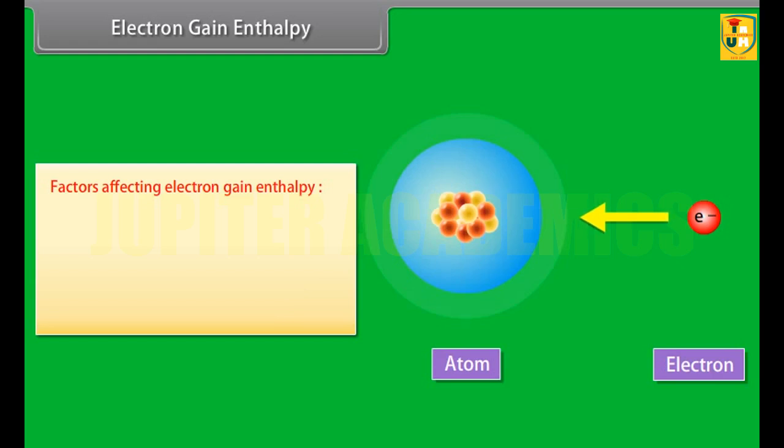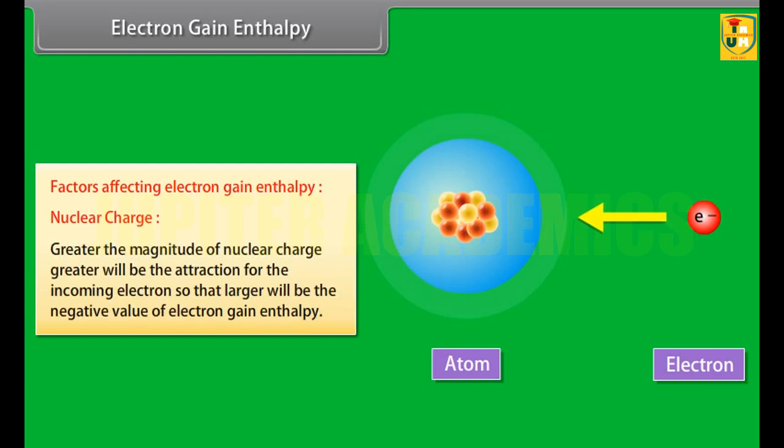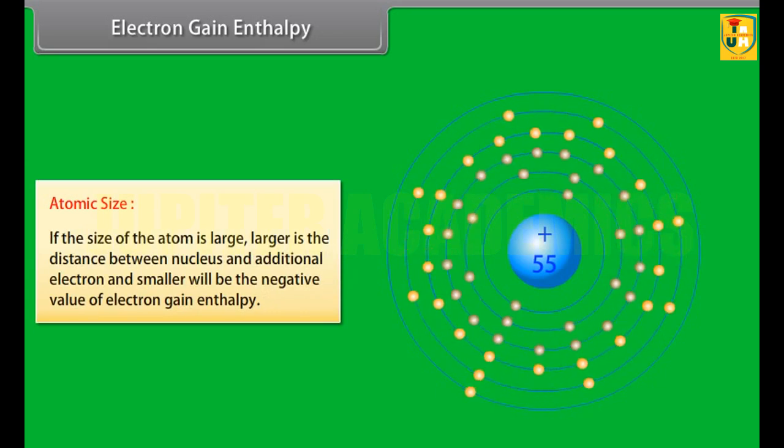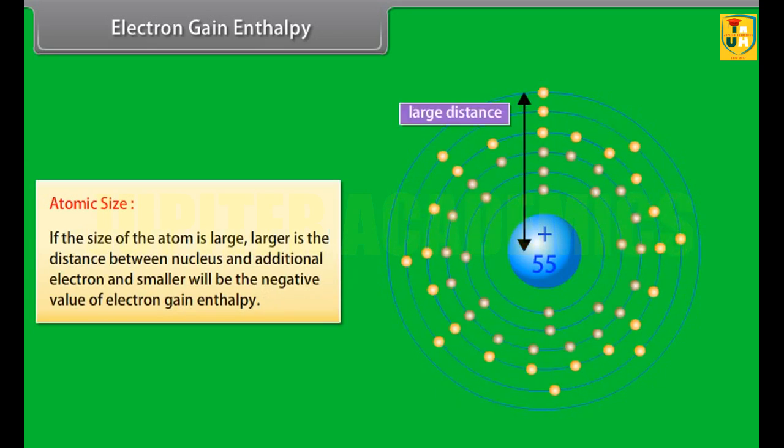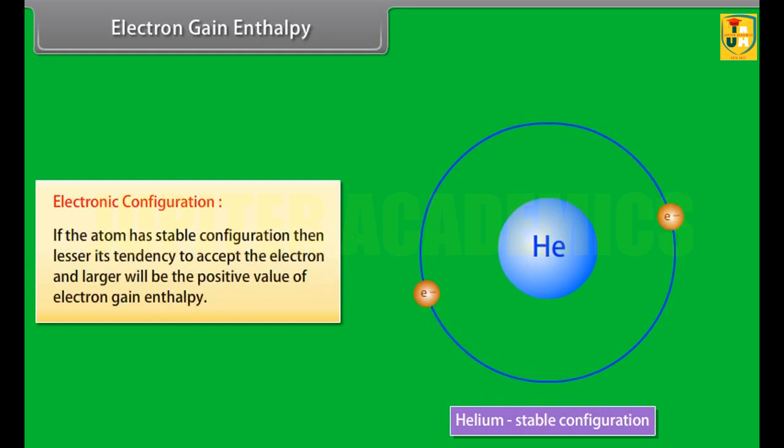Factors affecting electron gain enthalpy. Nuclear charge: greater the magnitude of nuclear charge, greater will be the attraction for the incoming electron, so that larger will be the negative value of electron gain enthalpy. Atomic size: if the size of the atom is large, the distance between nucleus and additional electron is larger, and smaller will be the negative value of electron gain enthalpy. Electronic configuration: if the atom has a stable configuration, then lesser is its tendency to accept the electron, and larger will be the positive value of electron gain enthalpy.